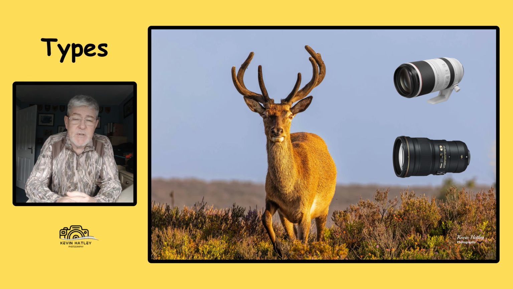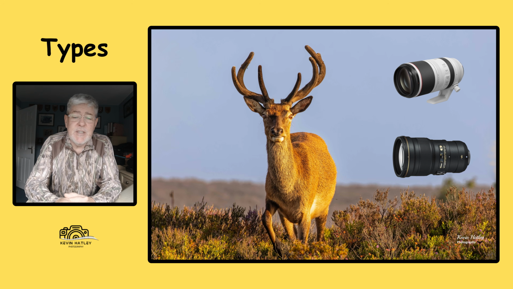When it comes to types of lenses for wildlife photography, there are basically two types. There's a prime lens and then there's a zoom lens. Prime lenses have a set focal length that cannot be altered, for example, 300mm. Whereas zoom lenses have an adjustable focal length, allowing you to choose from a range of focal lengths, as an example, 70 to 200mm.